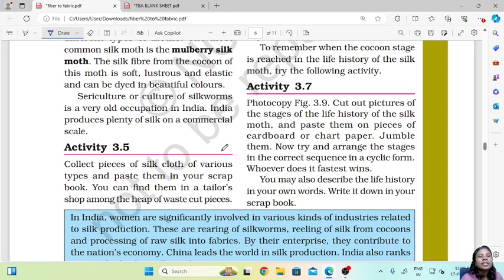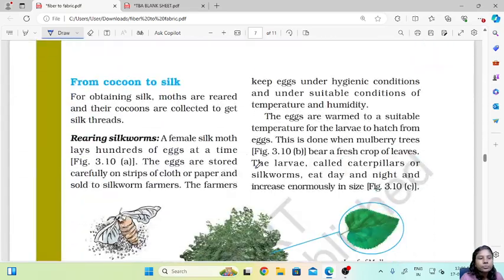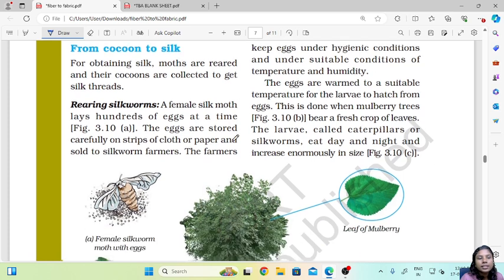So now what they are saying is that sericulture is one of the oldest occupations present in India, and India produces a large amount of silk on a very high commercial scale. That is, it is a big-time business in India. Now let's understand the process from cocoon to silk. For obtaining silk, moths are reared and their cocoons are collected to get silk threads.